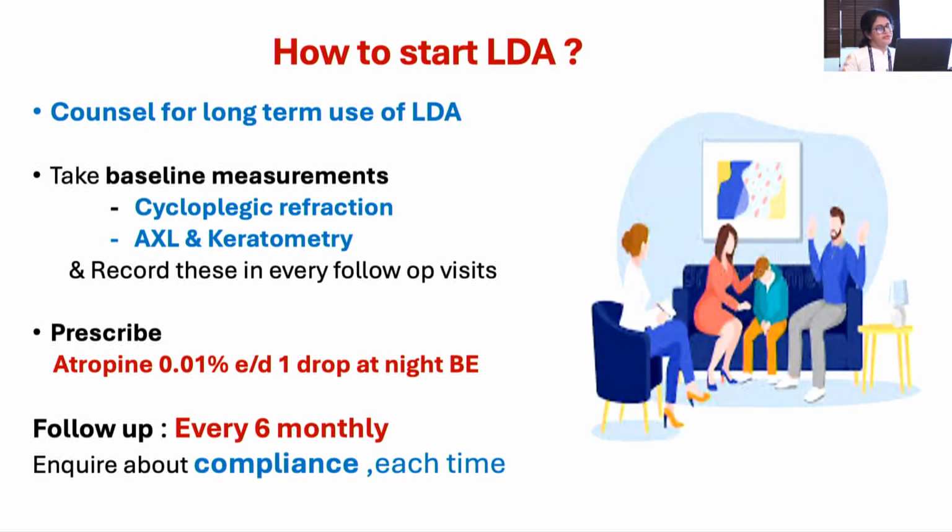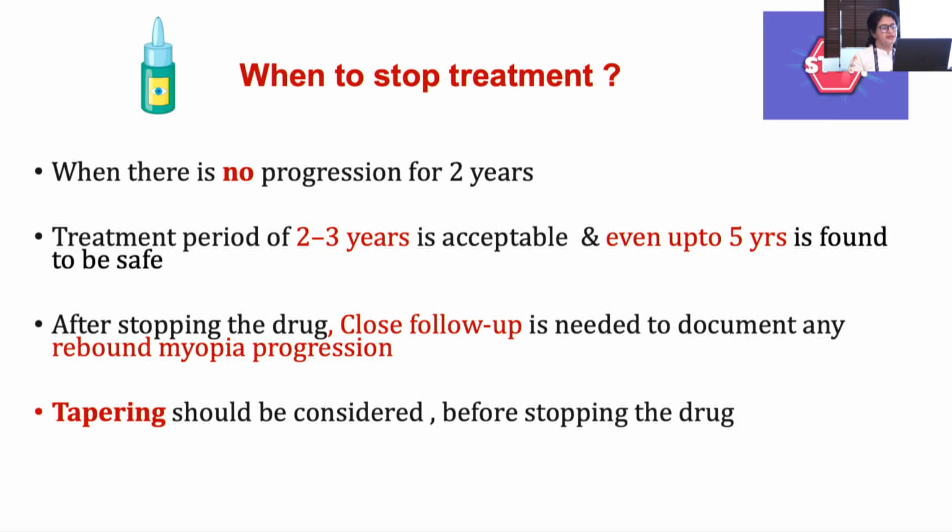So how to start LDA? First of all, you need to counsel for long-term use of LDA to the parents and the child. Take certain baseline measurements, cycloplegic refraction, axial length, and keratometry in addition to the routine tests, which are a must, and record these in every follow-up visit. Prescribe atropine 0.01% eye drops, 1 drop at night in both eyes, and follow up every 6 months. Inquire about compliance each time, which is very important.